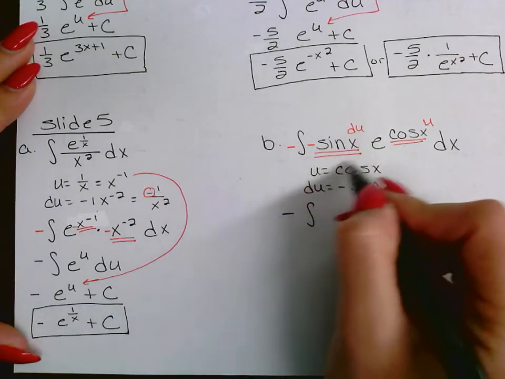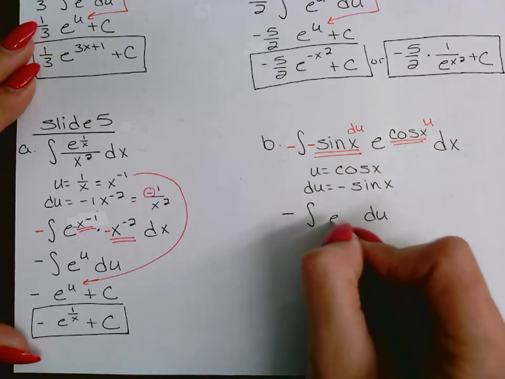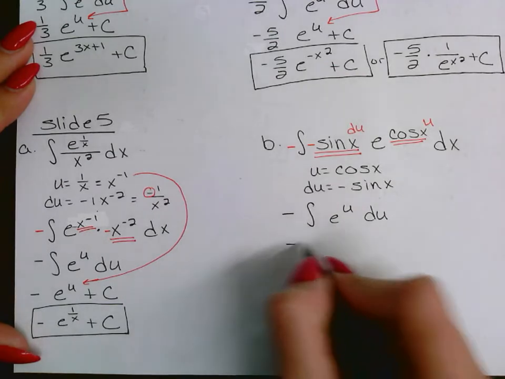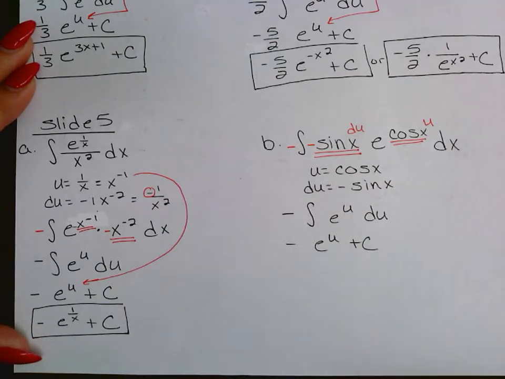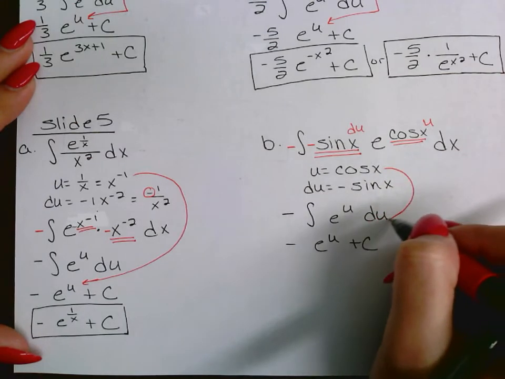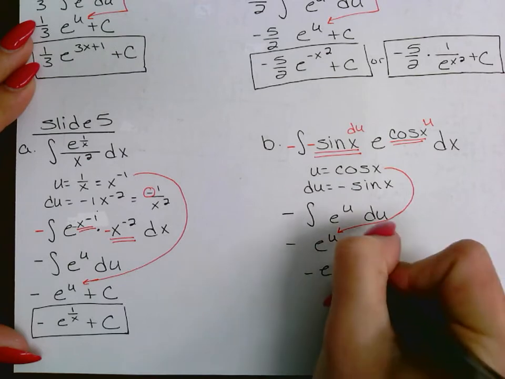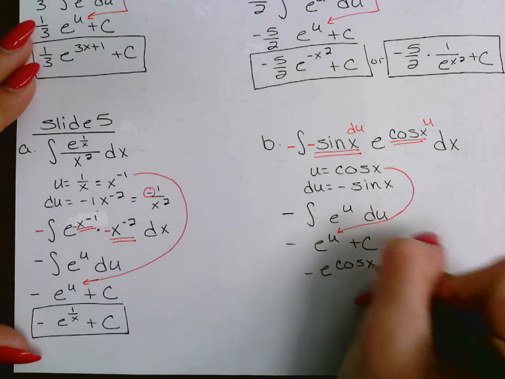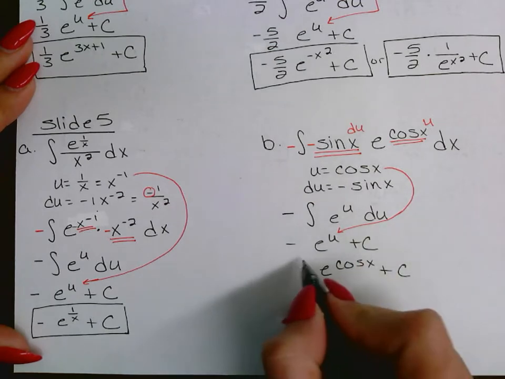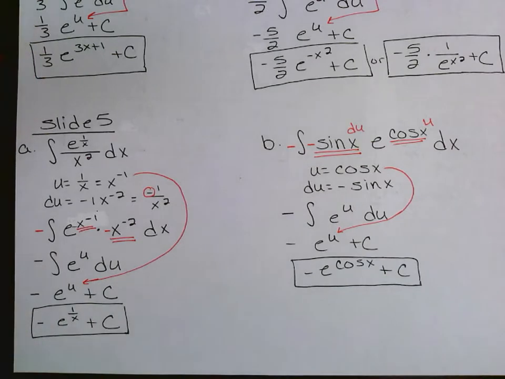This negative sine of x becomes my du. And then I write e to the u. Easy antiderivative. And then plug that u right back in. Yes, I'm sorry. I meant plug that u back in. Thank you. You're done with that problem.